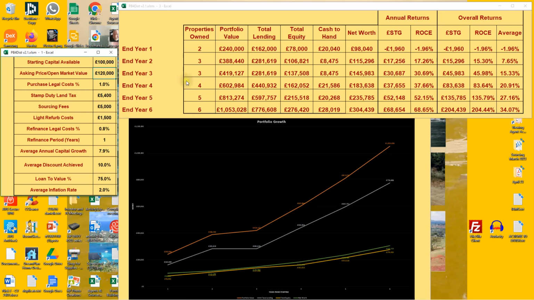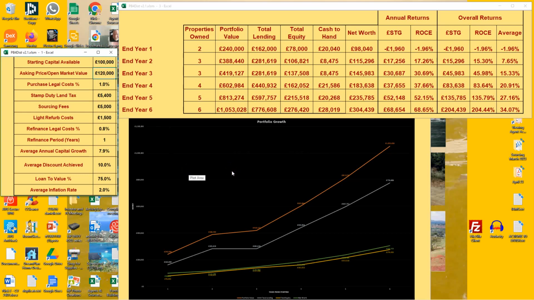So if we look at our table, we're looking at the moment at the end of year 6 having 6 properties worth just over £1 million, and our portfolio growing at a rate of 34.07% in value to us. So our stake is growing at 34.07% average over the 6 years. Now let's say the properties we're buying are slightly higher than that.